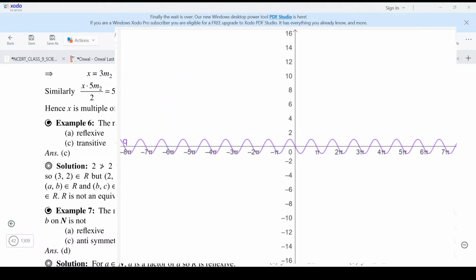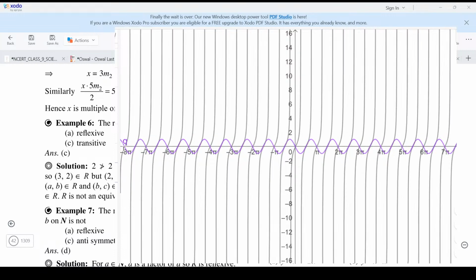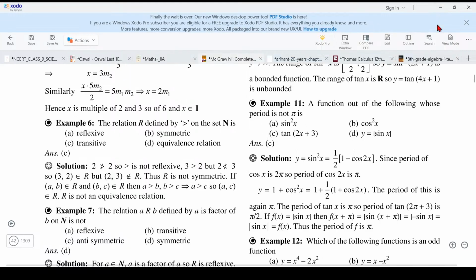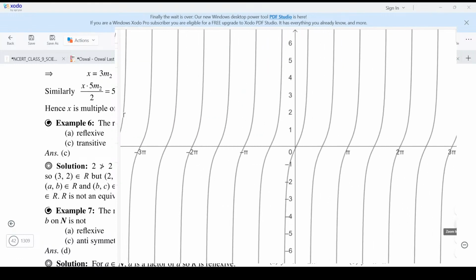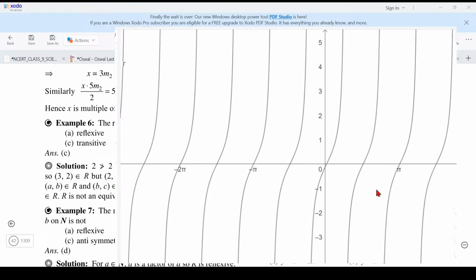Okay, you tell me. Is it not periodic, or is the period not this one? Sir, I feel it is not periodic. Why is it not periodic? Because in the x part, it is a bit complex. I don't know. I felt that it is different from the rest three.